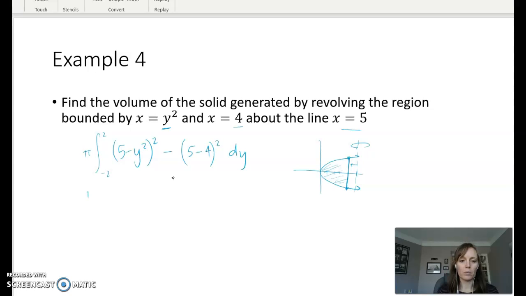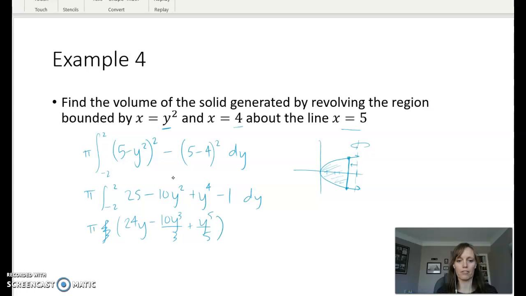From here, I would work this integral out. So I get 25 minus 10y squared plus y to the 4th minus 1. I can combine like terms, and I'm going to antiderive at the same time. So I'm going to get 24y minus 10y to the 3rd over 3 plus y to the 5th over 5, evaluated from negative 2 to 2. And when I do all of the evaluation there, I did both by hand and in a calculator. In a calculator, I ended up with 174.253 as my final answer.